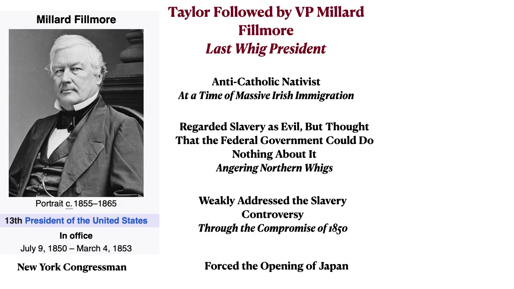Zachary Taylor is followed by his vice president, Millard Fillmore, who was the last Whig president. There were two elected, both of whom died quickly soon after taking office. Both were succeeded by vice presidents who were not highly regarded. Millard Fillmore is best known for being an anti-Catholic nativist. Later on, he's going to be highly involved in the Know Nothing or American Party, which was opposed to immigration, especially of Irish and Germans.